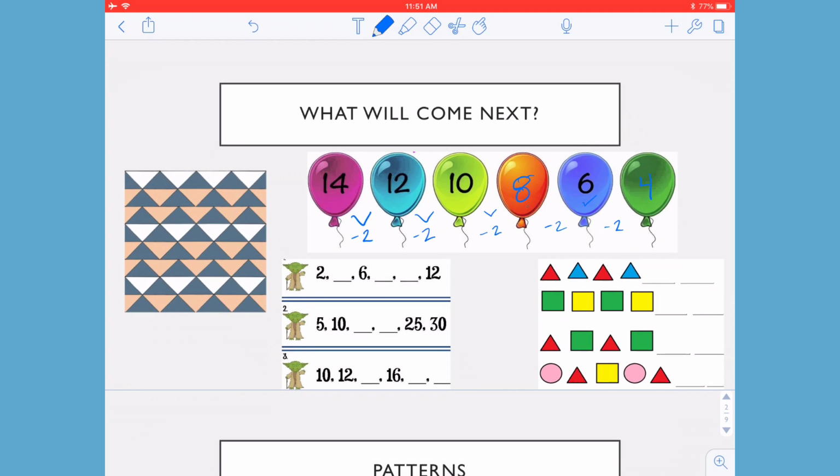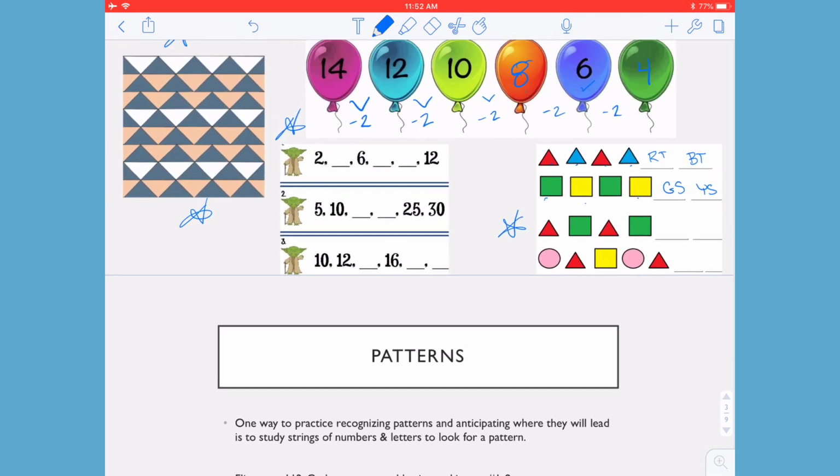Same idea with these shapes here. I have red triangle, blue triangle, red triangle, blue triangle. So I can probably assume that I'm going to have a red triangle here and then a blue triangle here. Green square, yellow square, green square, yellow square. So I can assume that I'm going to have a green square and then a yellow square. You're looking just at the information that is around you and trying to see, are there any patterns? As you can see from the slide, I can do that with shapes, with numbers, and with colors. There are a lot of different things that I can analyze when considering patterns.